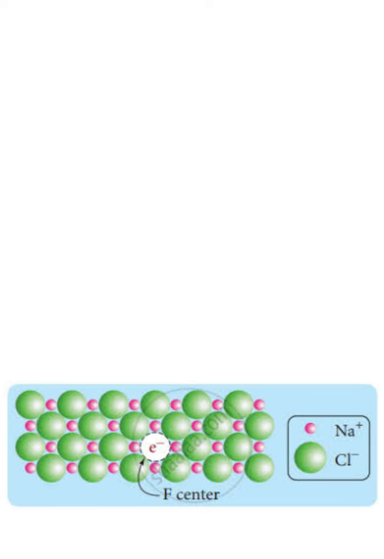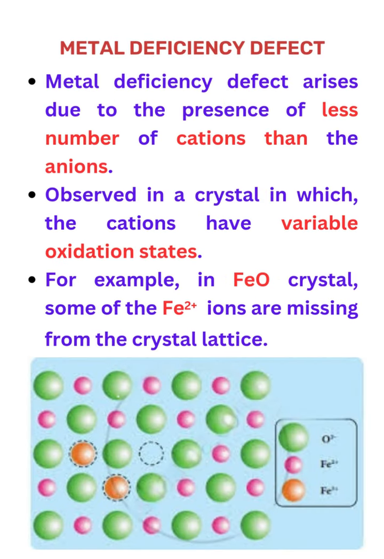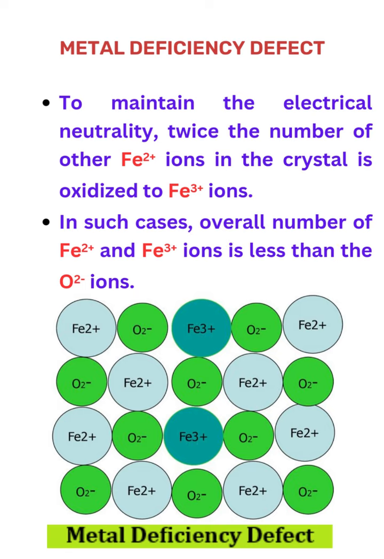Metal deficiency defect, the non-stoichiometric defect, arises due to the presence of a smaller number of cations as compared to the anions. This defect is observed in crystals whose cations have variable oxidation states. In FeO crystal, an Fe2+ ion is missing from the lattice, and to maintain neutrality, twice the number of Fe2+ ions in the crystal are oxidized to Fe3+. So the overall number of Fe2+ and Fe3+ ions is less than that of O2- ions.